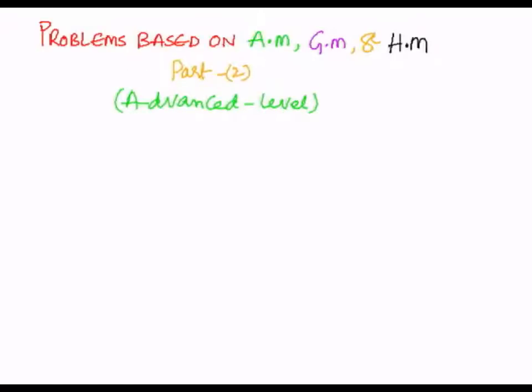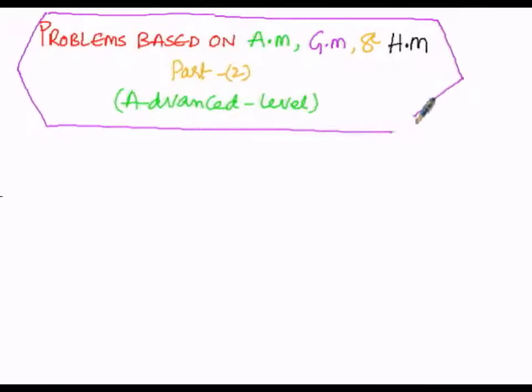So here, when we assume the two numbers as A and B, then the arithmetic mean of those two numbers A and B is simply the average of those two numbers, that is A plus B by 2. Then similarly, the geometric mean of those two numbers is the square root of A and B, which equals root of AB. And the harmonic mean of two numbers A and B is HM equals 2AB by A plus B.